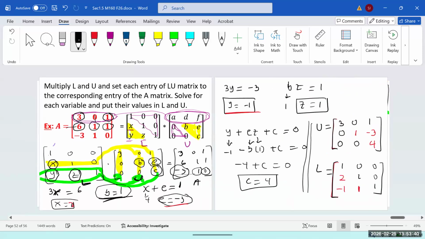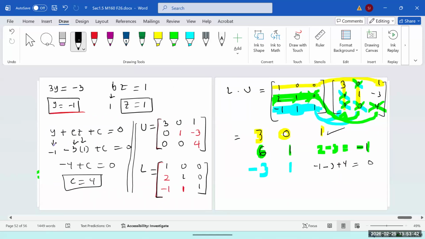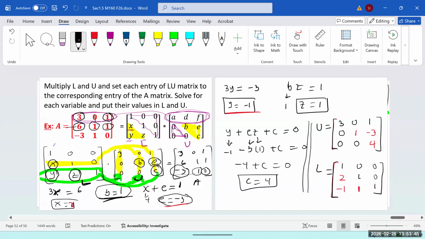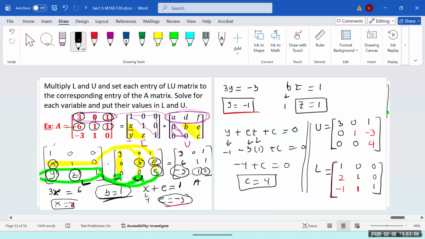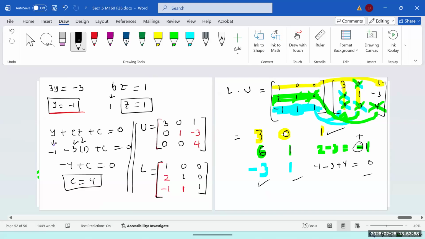So let's see. We have 3, 0, 1, 3, 0, 1, 6, 1. So we get -1, but this should be +1. And then we have -3, 1, 0, -3, 1, 0. So everything is correct except this one. So probably I made a mistake somewhere here. 2 times 1 is 2, 1 times -3 is -3, 2 minus 3 is -1.